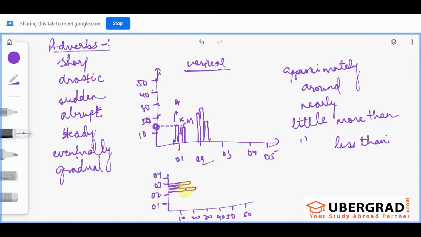The same way, again, if I ask you what was the population of this state, whatever the state is, in the year 2000, let's say, what will you do? You will draw a line from here, and wherever it falls, this will be the value. Okay. So that was about line graph and bar graph.